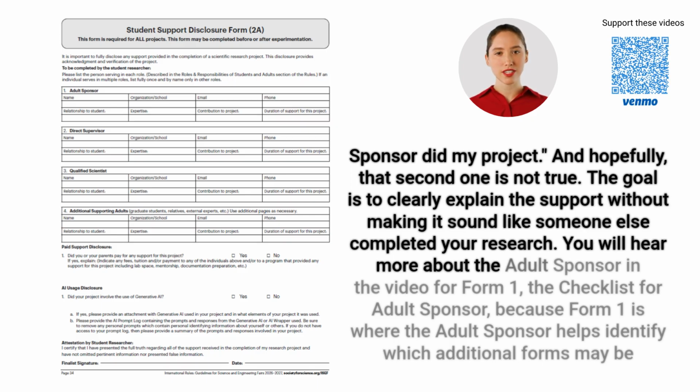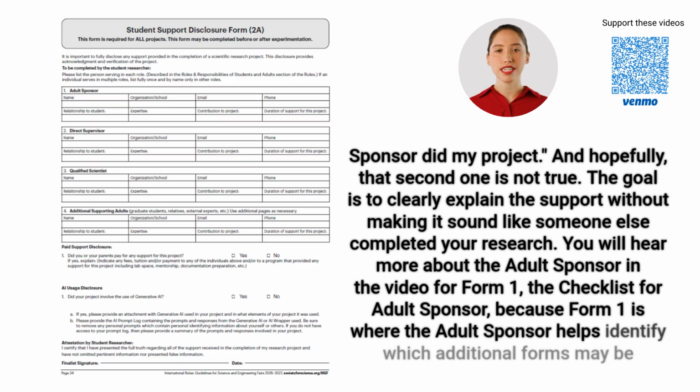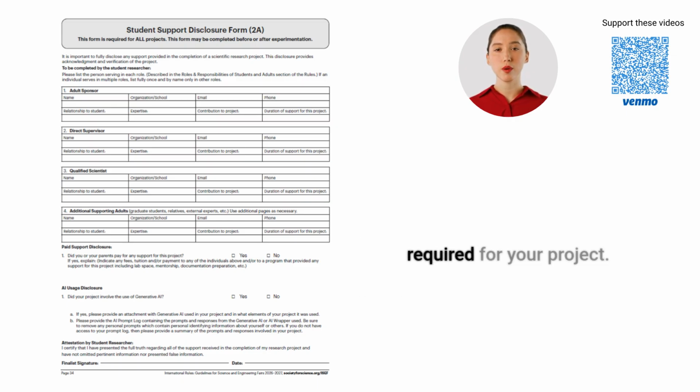You will hear more about the adult sponsor in the video for Form 1, the checklist for adult sponsor, because Form 1 is where the adult sponsor helps identify which additional forms may be required for your project.